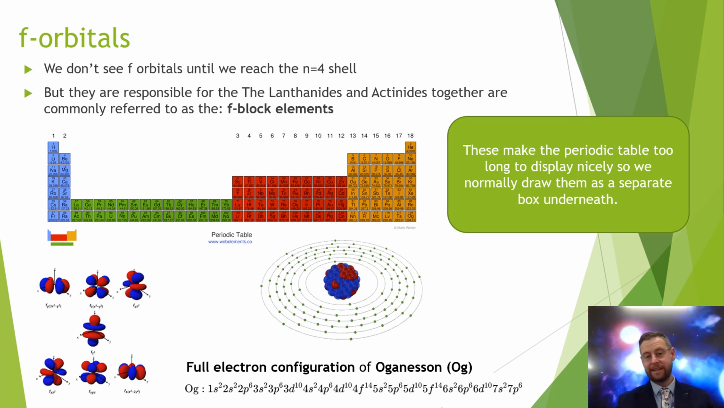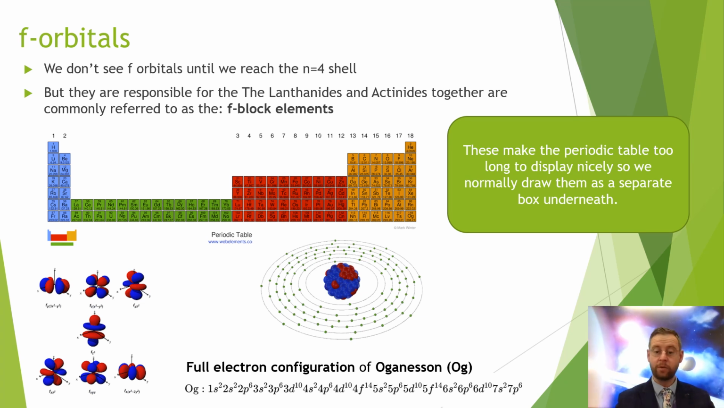You can see the heaviest element yet discovered, oganesson, has the electron configuration. Are you ready for it? 1s2, 2s2, 2p6, 3s2, 3p6, 3d10, 4s2, 4p6, 4d10, 4f14, 5s2, 5p6, 5d10, 5f14, 6s2, 6p6, 6d10, 7s2, and then 7p6.